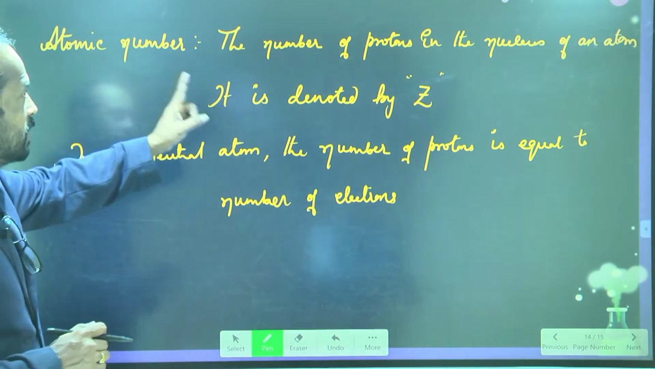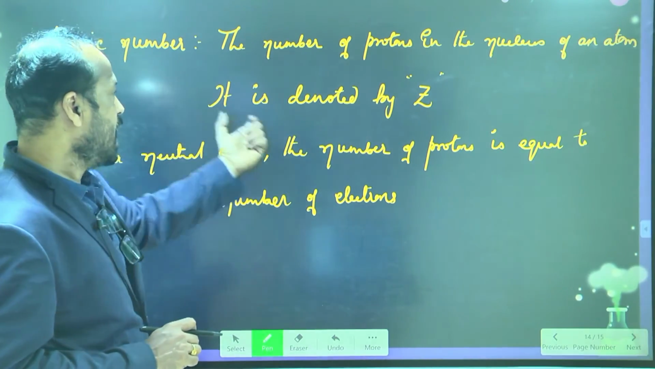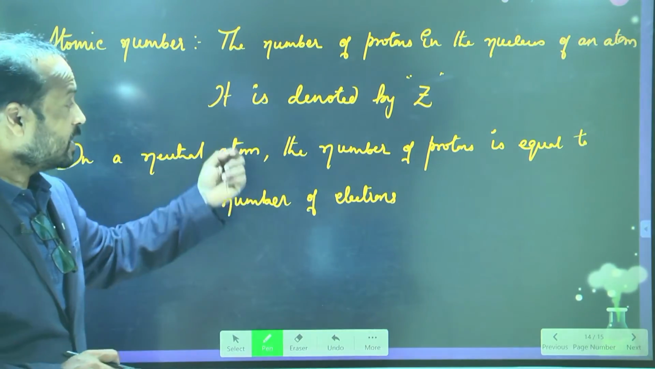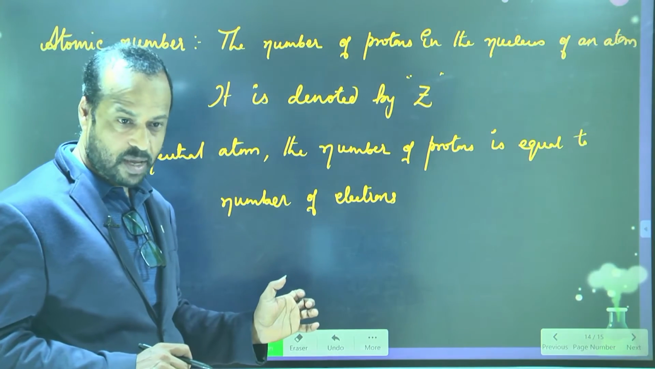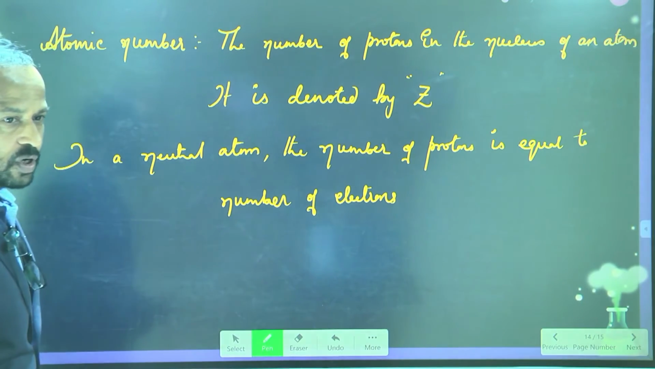So atomic number means what? The number of protons in the nucleus of an atom, and it is denoted by Z. And in a neutral atom, the number of protons is equal to the number of electrons. So note down.